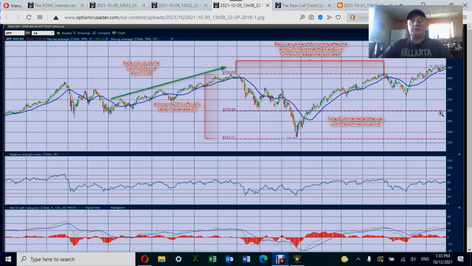We will not get out by next year's midterm elections. The stock market will crash before that, and we'll have a long way to recover. So be prepared for this.